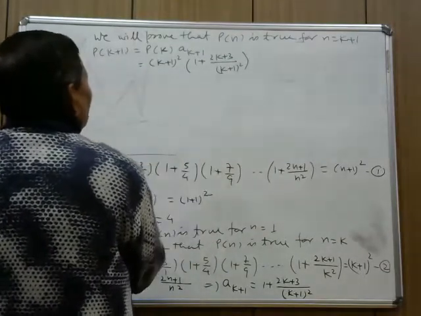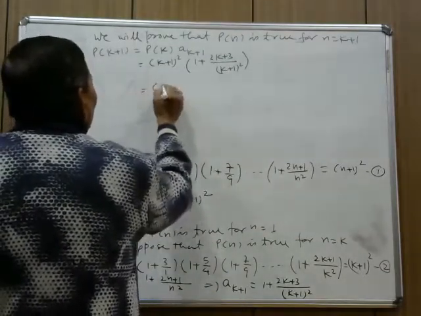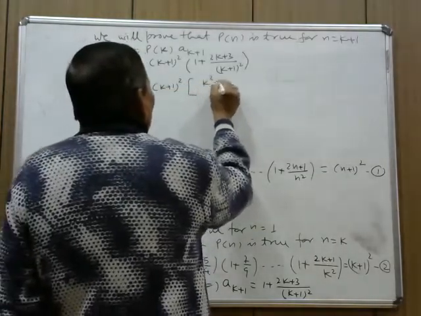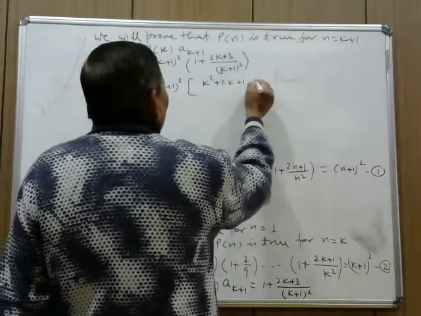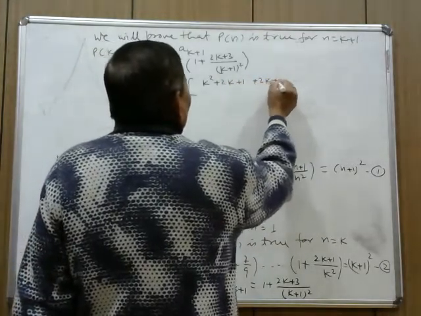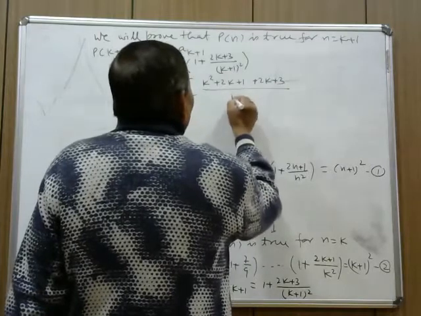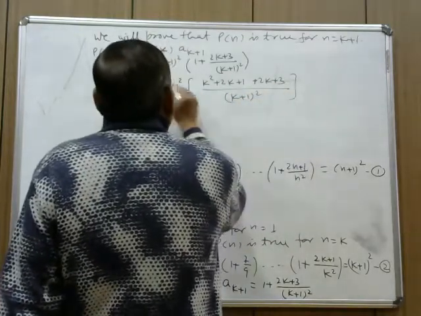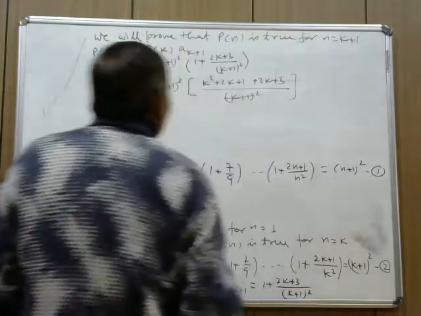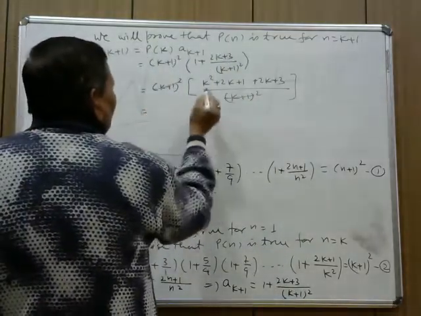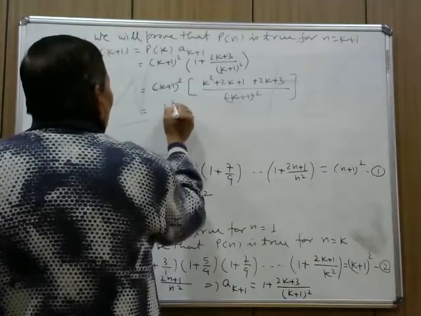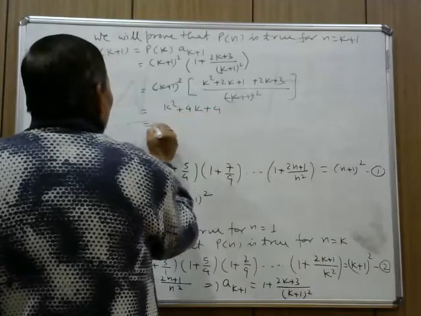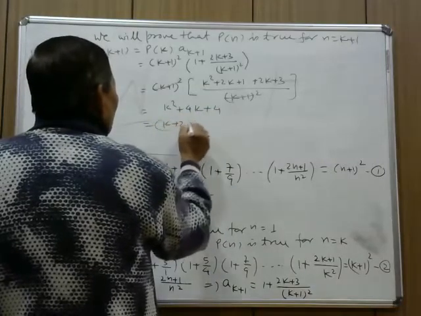This is equal to k plus 1 whole square into k square plus 2k plus 1 plus 2k plus 3 upon k plus 1 whole square. So this is cancelled. So this is equal to k square plus 4k plus 4, that is equal to k plus 2 whole square.